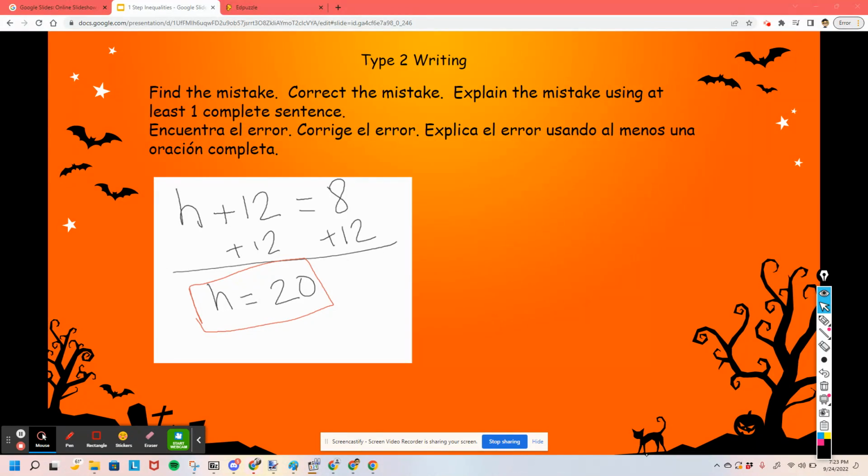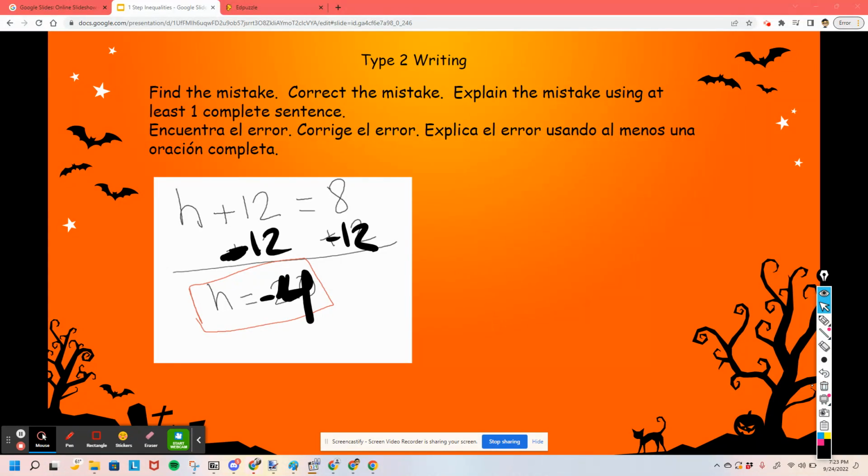I want you to try and figure out what the mistake is. All right, the mistake is that this should have been minus 12. We are supposed to use opposite operations, not the same thing. 12 plus 12 is 24. It is not 0, and you should have gotten H is 4.